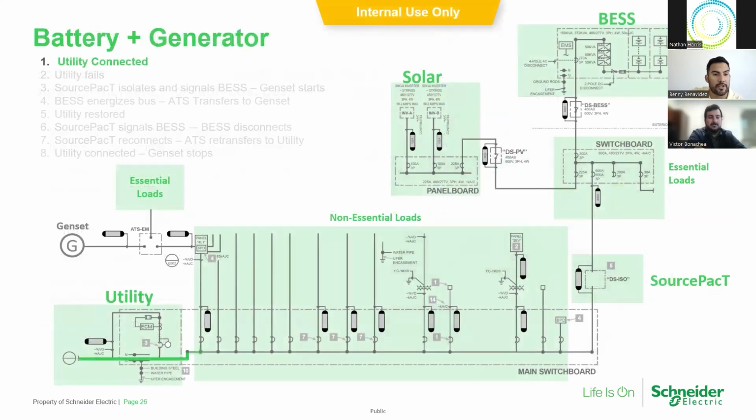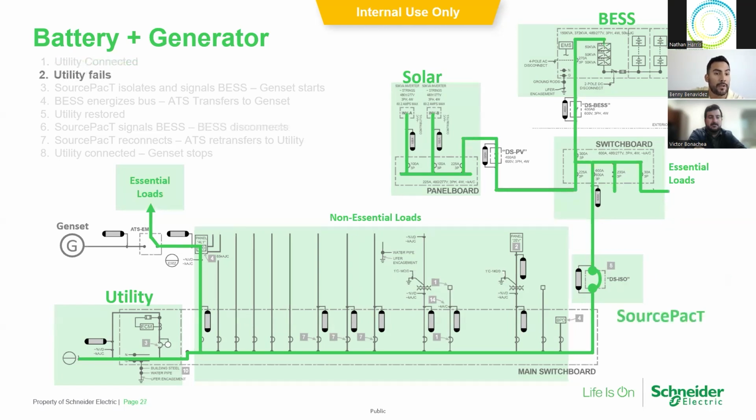And this is the same animation that we went through. The only difference here is now we've added a transfer switch off the utility main switchboard, where your ATS is now providing power to the essential or life safety loads, and your SourcePack is still connected to utility here, where you're getting the energy optimization benefits from your energy storage system and solar system.